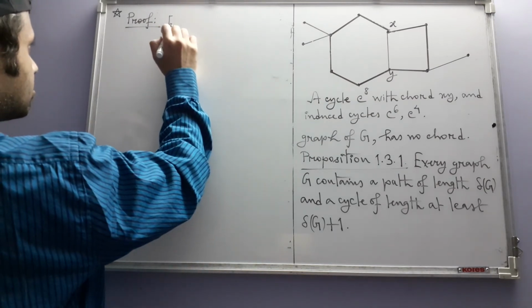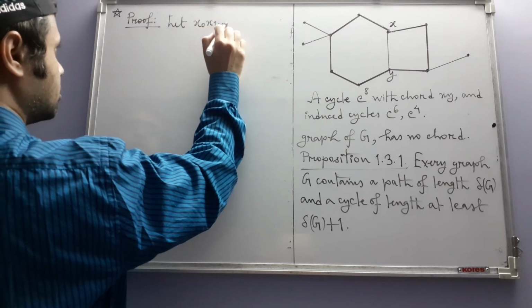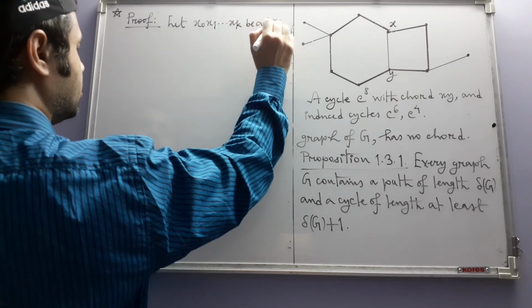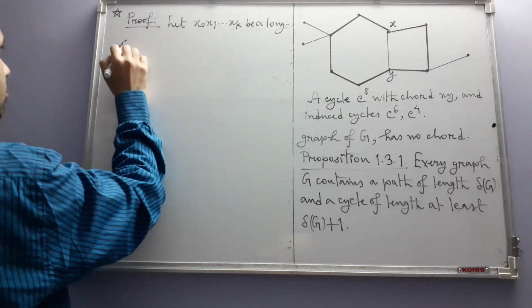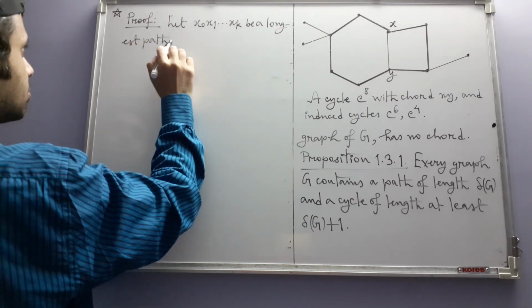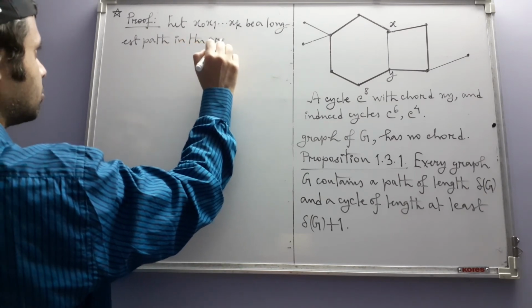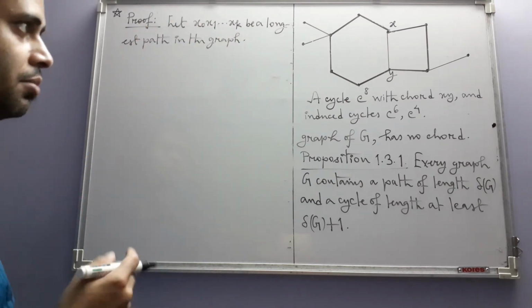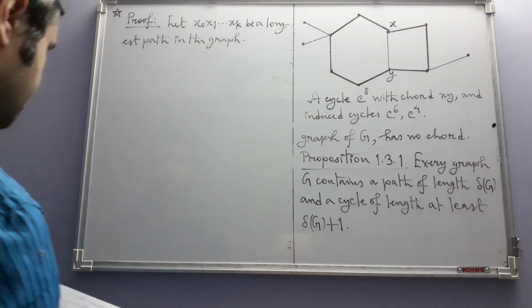Let x0, x1, etc. to xk be a longest path in the graph. A longest path we are saying because there may be multiple longest paths, multiple paths of maximum possible length.